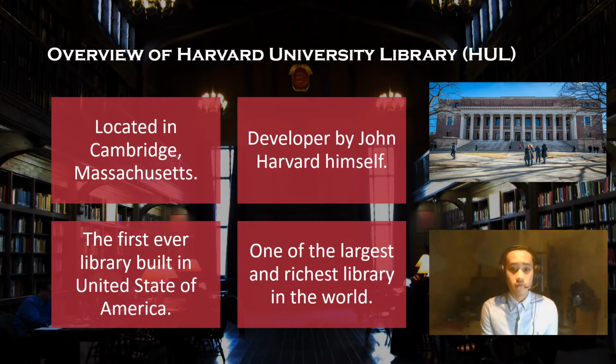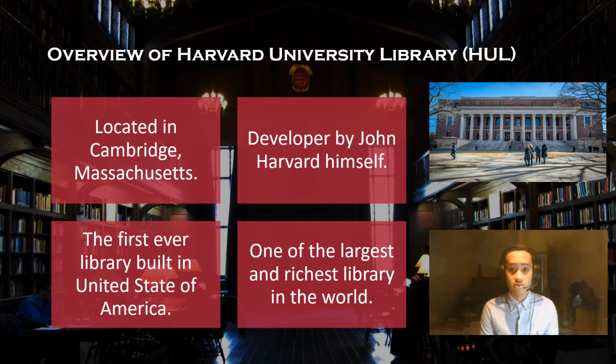Okay, we will start off with the overview of Harvard University Library. The Harvard University Library is located in Cambridge, Massachusetts in the United States of America. Besides that, the Harvard University Library was also the first ever institutional library that was built in the United States of America, which makes it one of the oldest libraries in the world at the age of 400 years old. The library was developed by the man himself, John Harvard. Hence, the library and the university got their names from him.